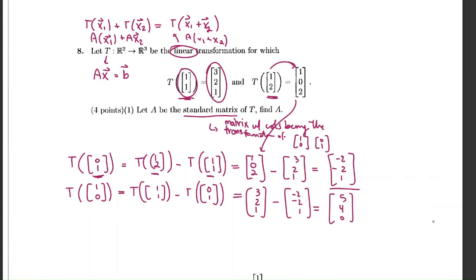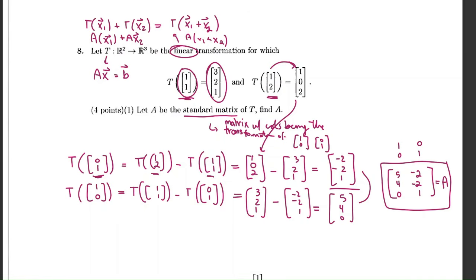And so our standard matrix is then going to be these two vectors. So we write that where our first column is going to be 1, 0, and the second column is going to be 0, 1. So our standard matrix is 5, 4, 0, negative 2, negative 2, 1. So that's equal to, I'll just call it A, because that's what we're referring to with the transformation here, Ax equals b.